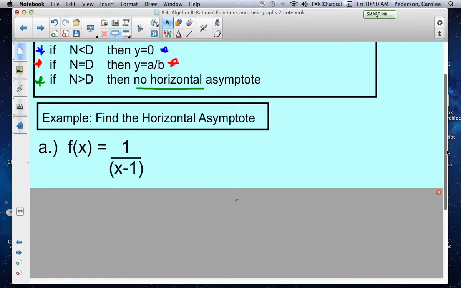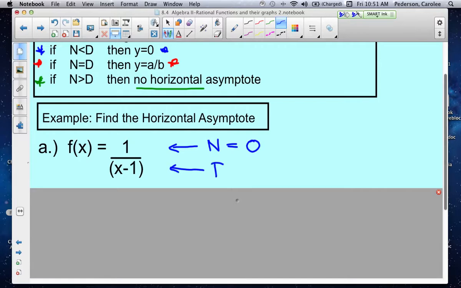The first example, we're just going to focus on the horizontal asymptote. We're not going to go back and talk about the domain or the vertical asymptote. We give you this function, f of x equals 1 over x minus 1. We want to look at the degrees of the numerator and the denominator. This is my numerator, and its degree is 0. There isn't even an x variable there. The degree of the denominator is 1. The reason why is that x is to the 1 power.